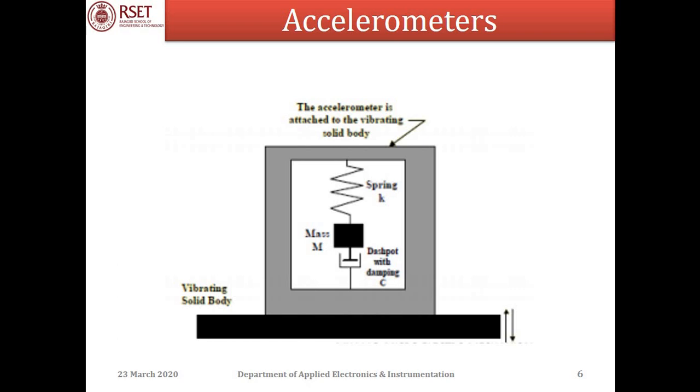So put together, the accelerometers can be in general expressed as in the slide. It contains a mass M supported by a spring with constant K and a dashpot with damping C, all of them attached to a casing. The accelerometer is now shown to be attached to a vibrating solid body so that measurements in line with acceleration can be measured.